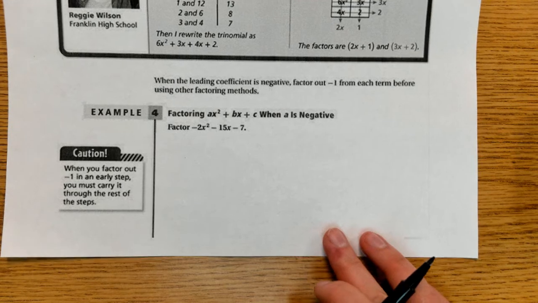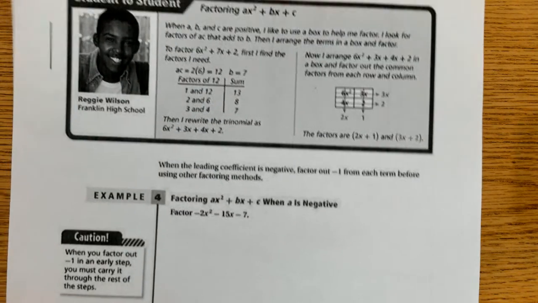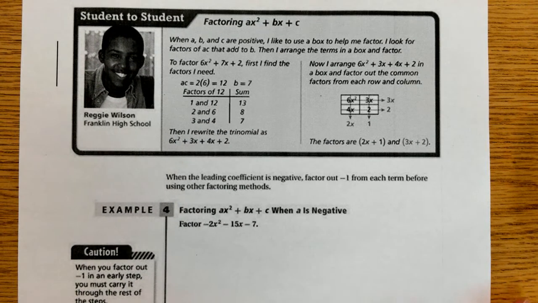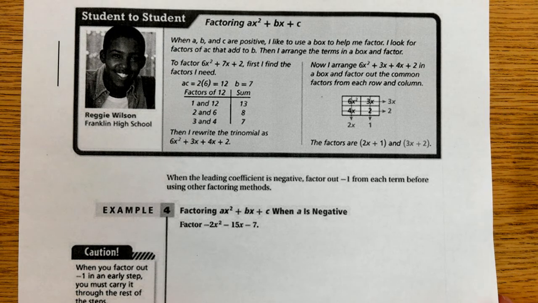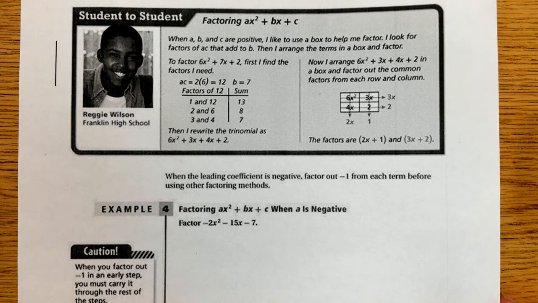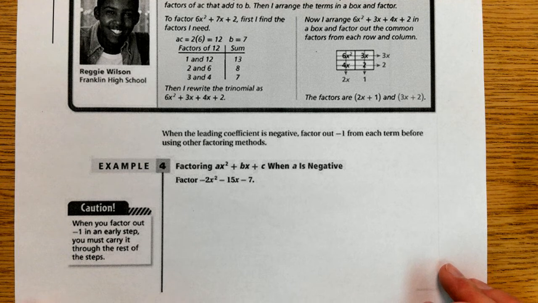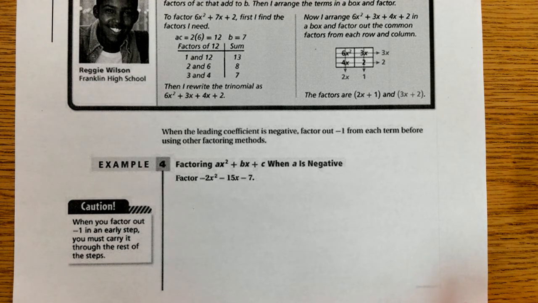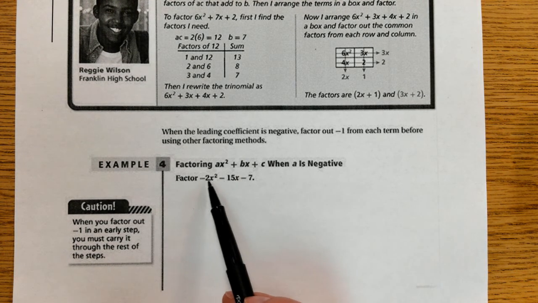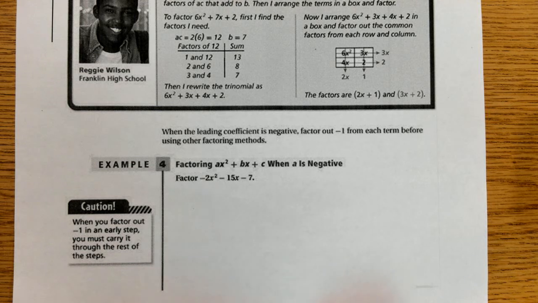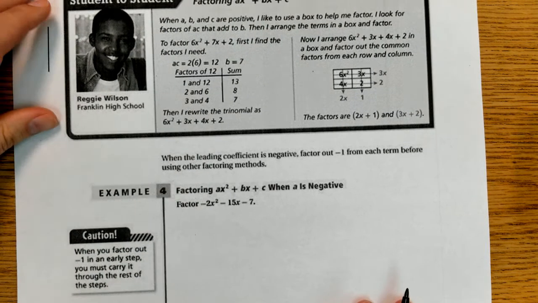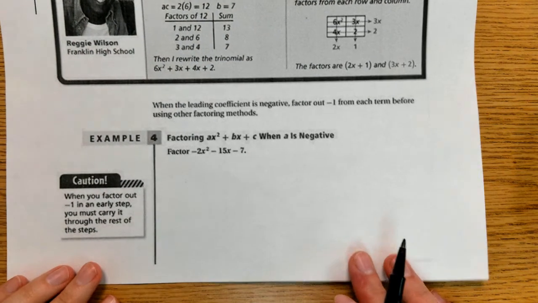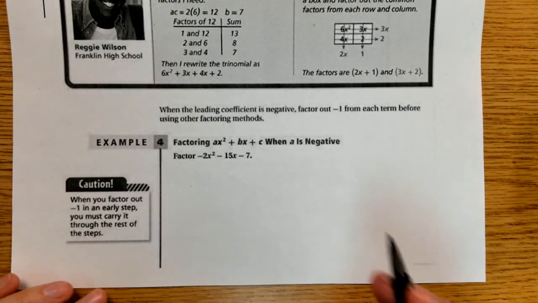So now we're going to go ahead and look at example 4. There is a student-to-student note in your book, and I recommend that you read over that because that might be a helpful hint for you. So for example 4, our leading coefficient this time is going to be negative. When our leading coefficient is negative, our A is negative, we're going to factor out negative 1 and then factor. Okay? So whenever A is negative, you have to factor out a negative 1.